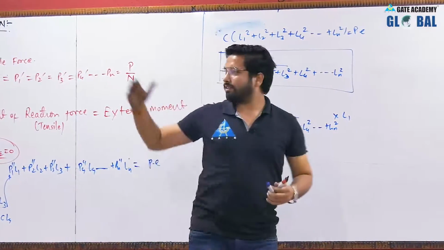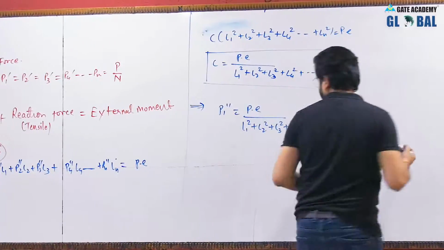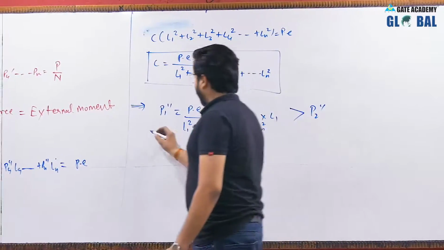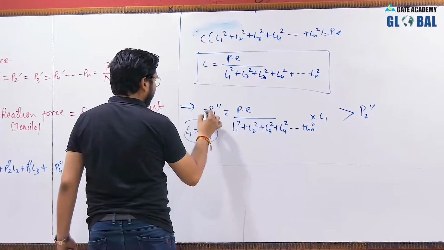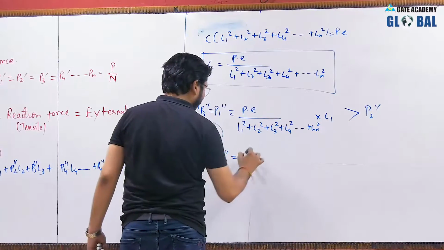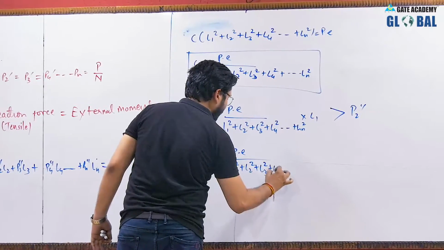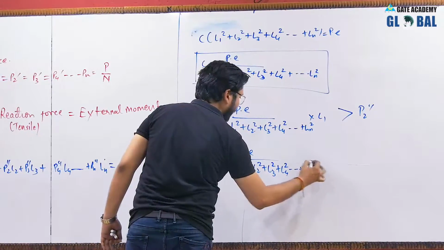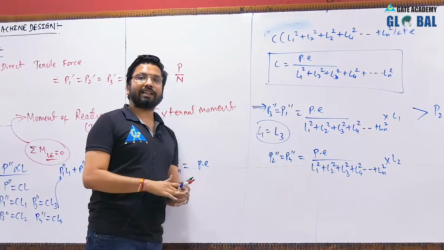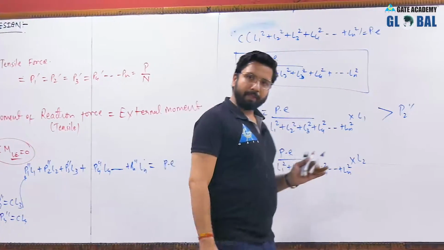Now as L1 is greater than L2, then definitely P1'' will be having a value higher than P2'', okay. Also L1 is equal to L3, hence this will also be equal to P3''. So P2'' or P4'' will be the same, and this will be PE divided by (L1 square plus L2 square plus L3 square plus L4 square up to Ln square) multiplied by L2, okay. If there are more number of bolts in the arrangement, there will be more terms, okay, but the concept, the idea will be the same, okay.